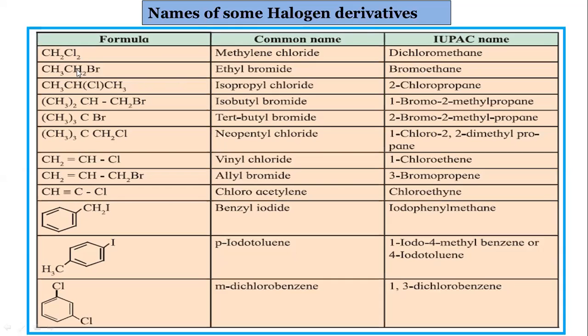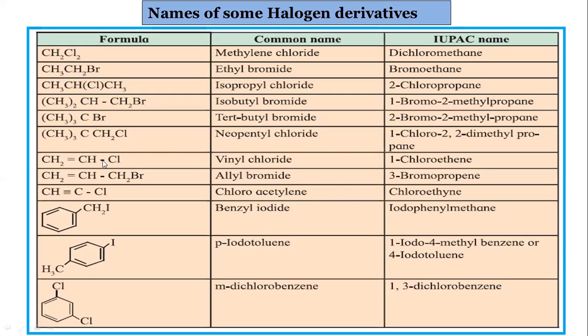Then here the parent molecule is ethane, in which one hydrogen is replaced with the halogen bromine. So the common name is ethyl bromide and the IUPAC name is bromoethane. Just like isopropyl chloride, isobutyl bromide, tertiary butyl chloride, we can draw the structures. Neopentyl has five carbons. Neo means on the second carbon, two CH3 groups are there. This is vinyl chloride, meaning the chlorine is directly attached to the sp2 hybridized carbon.